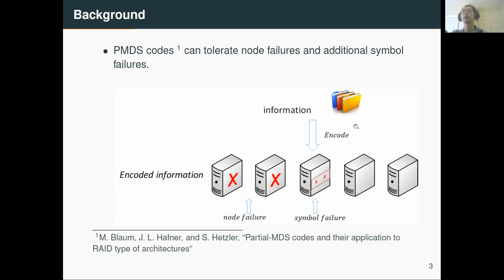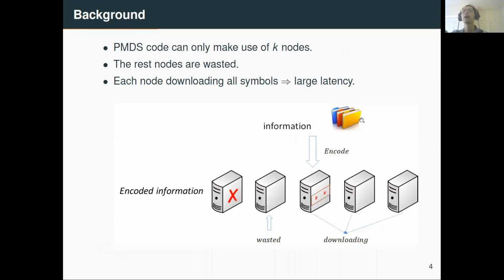Partial MDS code is introduced for this kind of challenge. It can overcome mixed types of failures, containing node failures and additionally symbol failures. However, the partial MDS code is designed for a given redundancy level. That means that it can only make use of K nodes. In this case, the remaining nodes are wasted and each node needs to download all the symbols, which results in a larger latency.